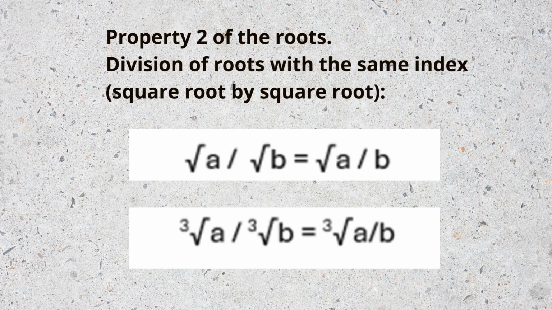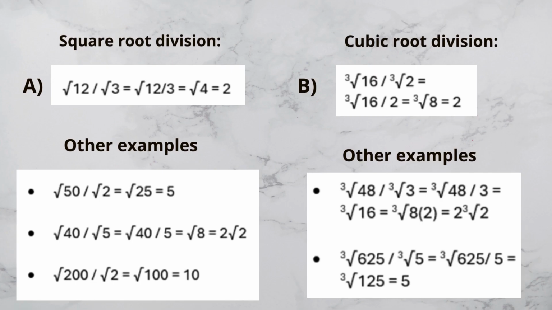Property 2 of roots. Division of roots with the same index, square root between square root and cube root between cube root. Division square root, in example A, square root of 12 by square root of 3 results in square root of 4 equal to 2. Division cube root, in example B, cube root of 16 between cube root of 2 results in cube root of 8 equal to 2.